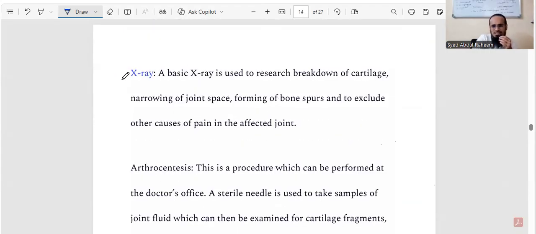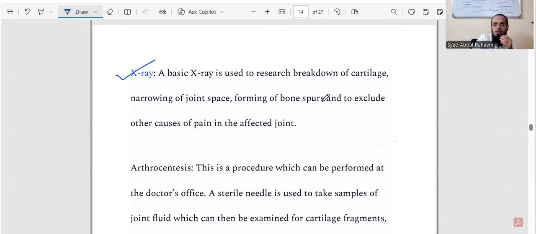You will advise a basic X-ray. Okay. How the cartilage is affected, how the gap is between the two joints. And osteophyte and curvature, what I told you, you have to examine that.